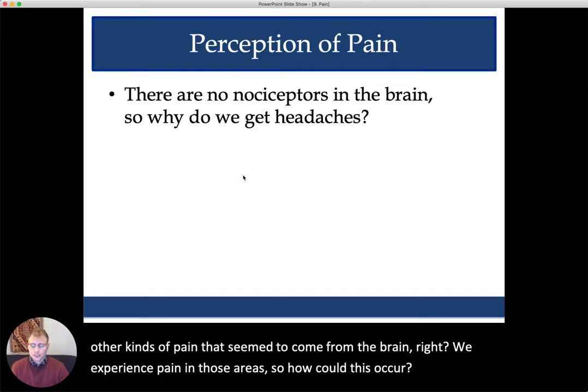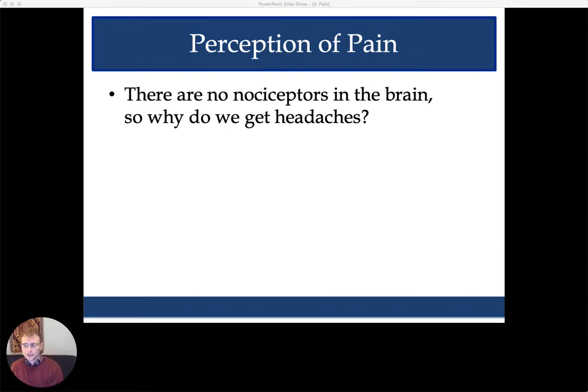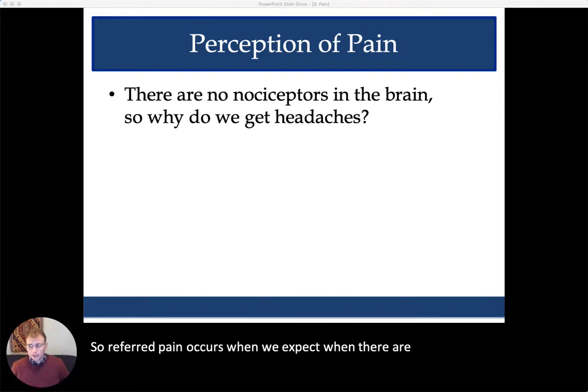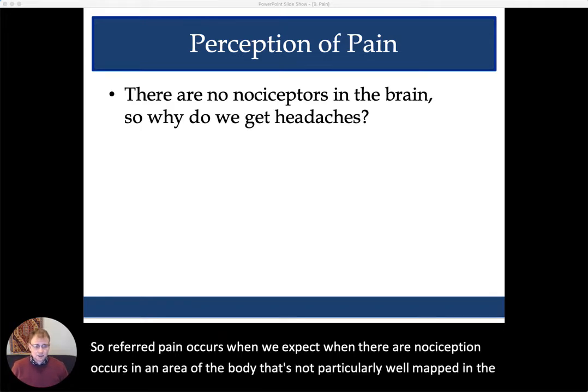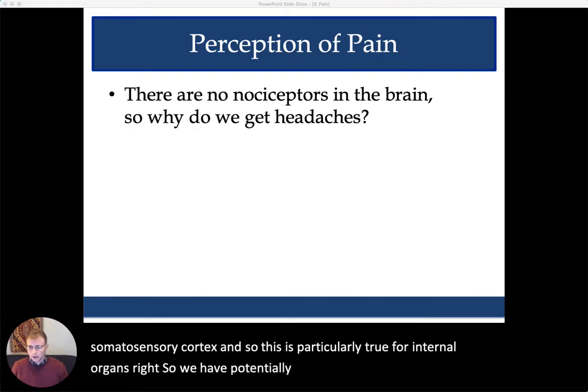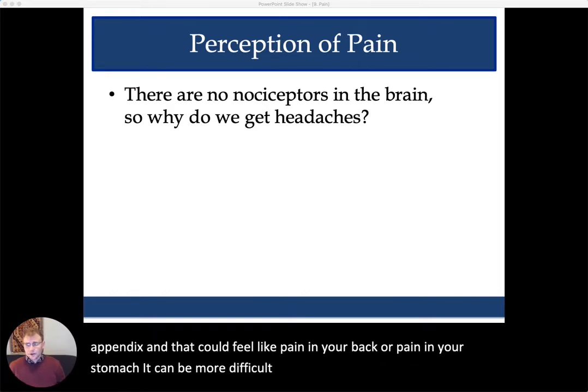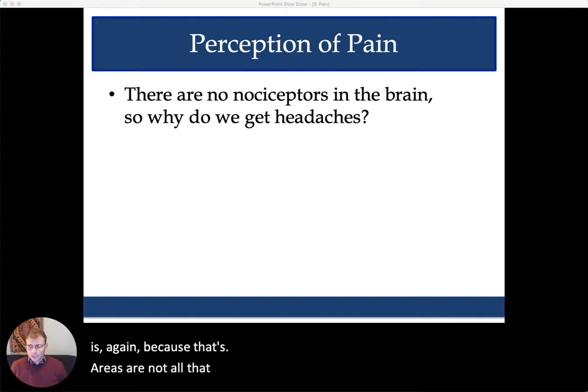This is due to a really interesting phenomenon called referred pain. So referred pain occurs when nociception occurs in an area of the body that's not particularly well mapped in the somatosensory cortex. And so this is particularly true for internal organs, right? So we have potentially pain originating from your appendix, and that could feel like pain in your back or pain in your stomach. And it can be more difficult to localize this type of pain. And this is, again, because those areas are not all that well mapped in the somatosensory cortex, and so areas that are near them can experience that pain.